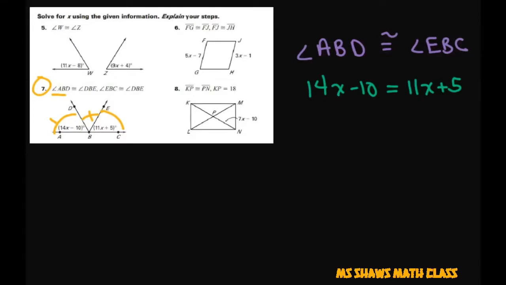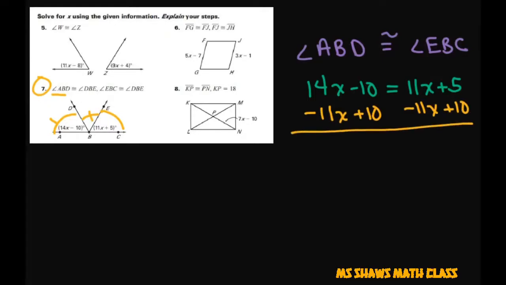And then we subtract 11x from both sides of the equation and add 10. And that helps us isolate our x. So that's 3x equals 15. Therefore, x equals 5.